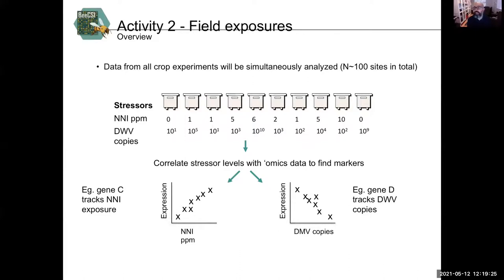So activity two is essentially used to validate the cause and effect experiments, but also to detect new biomarkers that are correlating with the specific stressors that we actually quantify in our colonies.